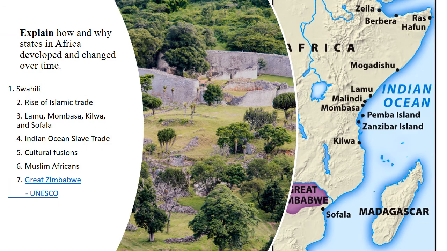Okay, and this brings us to topic 1.5, explain how and why states in Africa developed and changed over time. And again, there's more to say about Africa. In this lecture we are just focusing on East Africa and their role in the Indian Ocean Trade Network and how that explains how and why these states in Africa developed and changed over time.